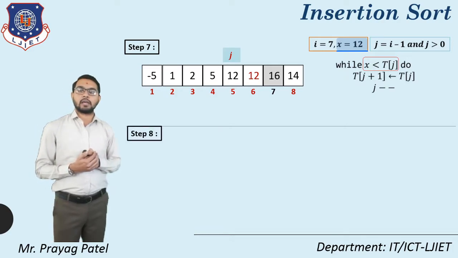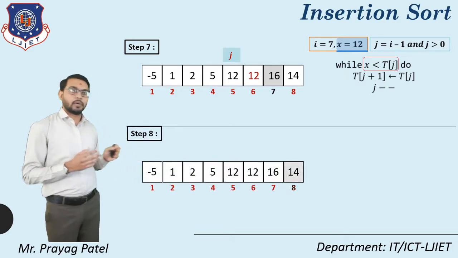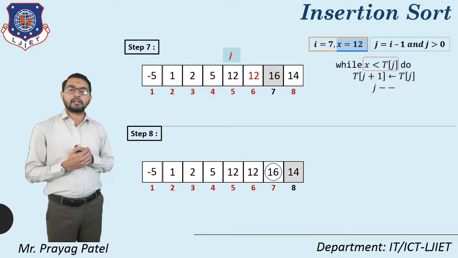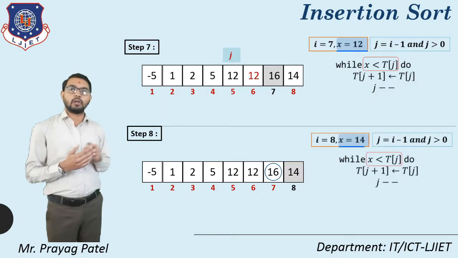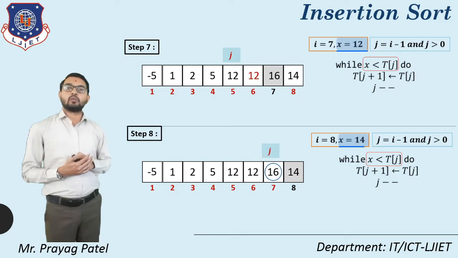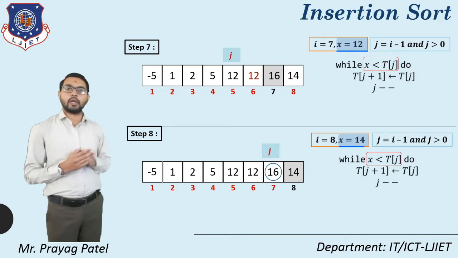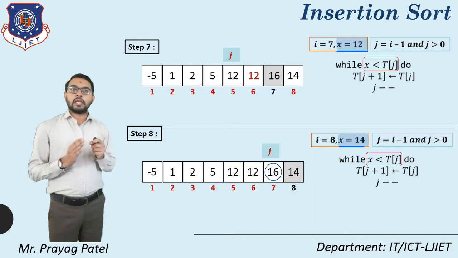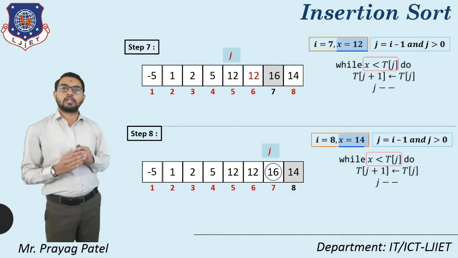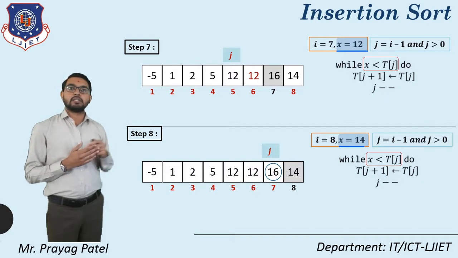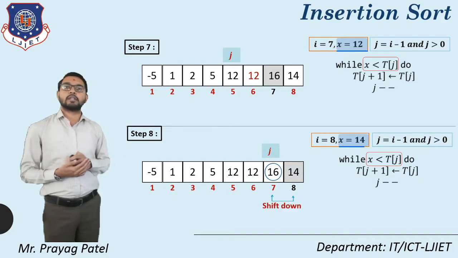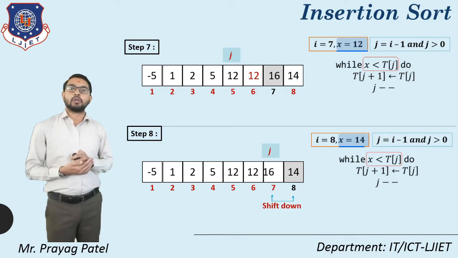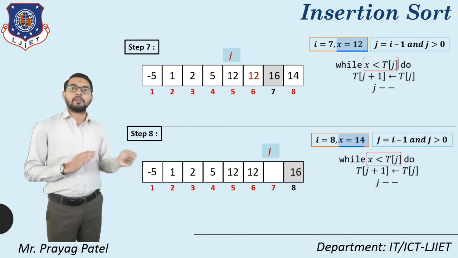Now consider the next step as step number 8. In step number 8, already 7 elements are sorted. Now consider location 8 with value equal to 40. So i equal to 8, x equal to 40. Now j equal to 7 because i equal to 8. So j equal to 7, then t of j equal to 16. So x less than t of j means here consider 14 is less than 16. Yes. Then the shift down operation will be performed, meaning 16 moves from location 7 to location 8. So here consider the movement of the 16 from 7 to 8.